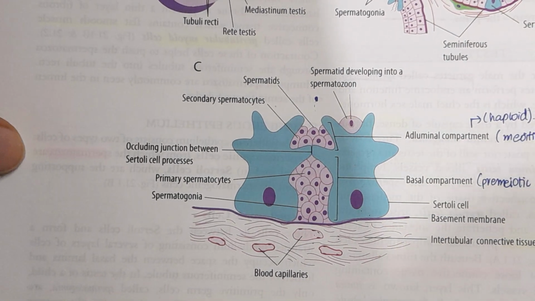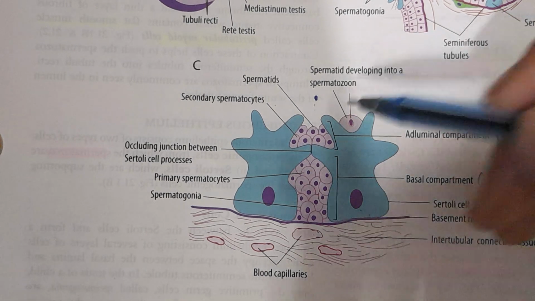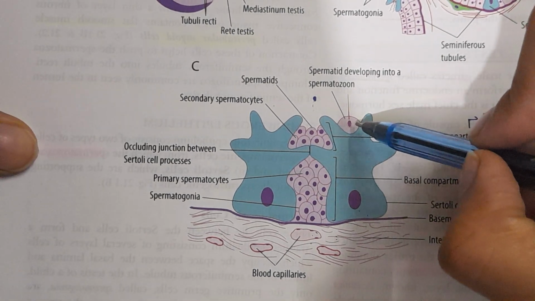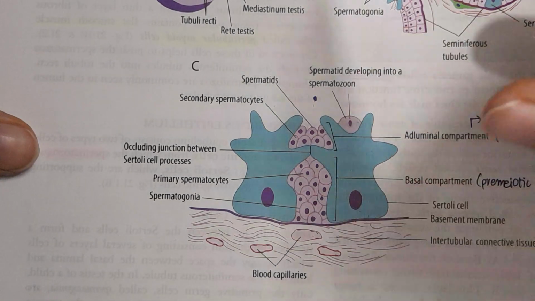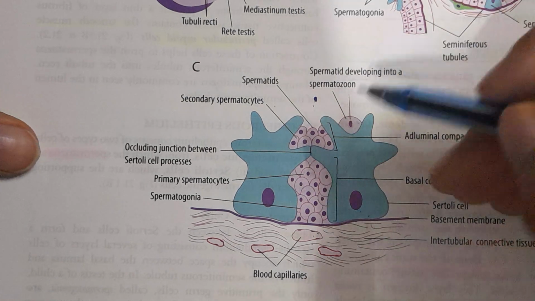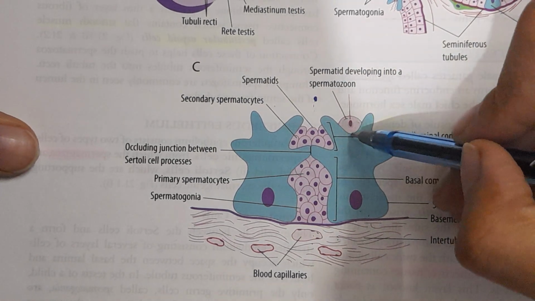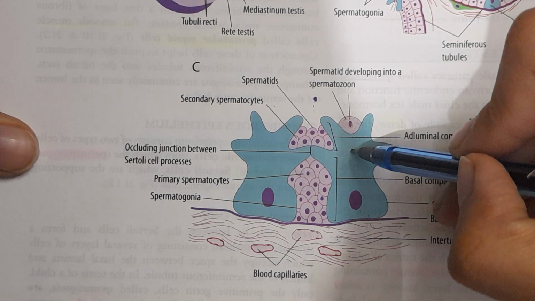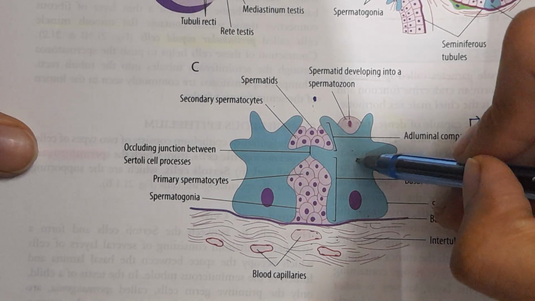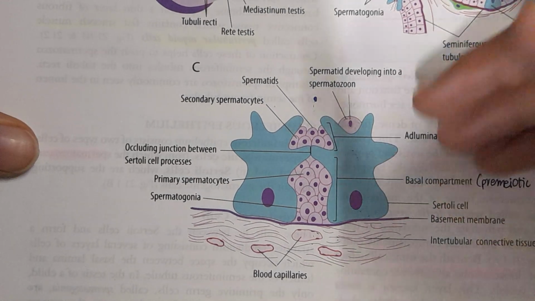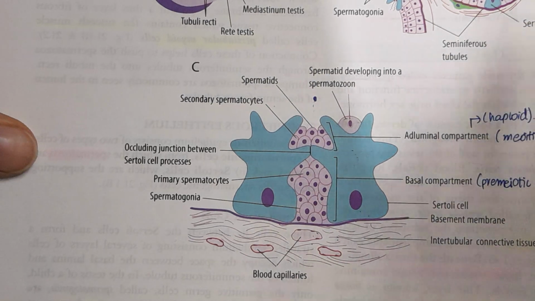Then we have the phagocytic function. As you know, the sperm is going to have a little amount of cytoplasm and more nuclear material. So the cytoplasm that is going to be shed will then be absorbed by the Sertoli cells in the form of residual bodies, and then it will be broken down by their lysosomes.